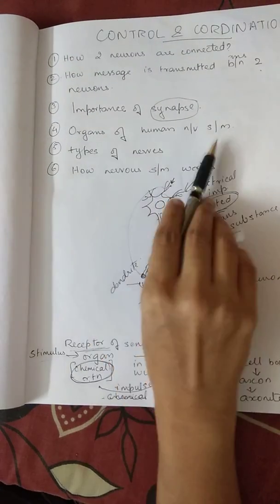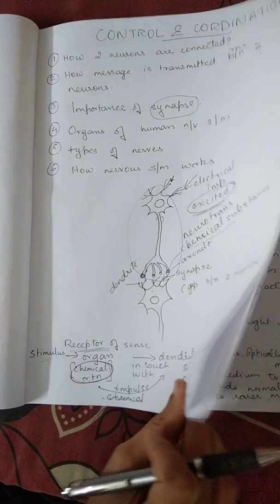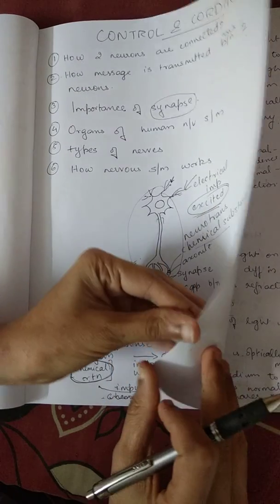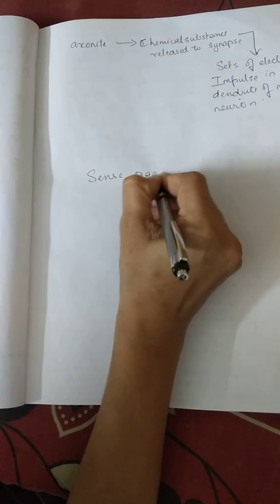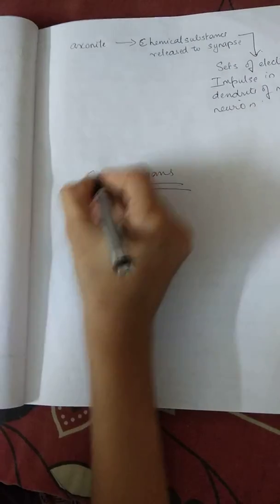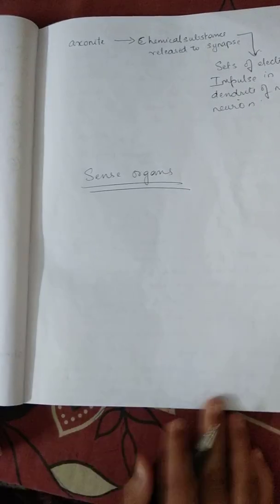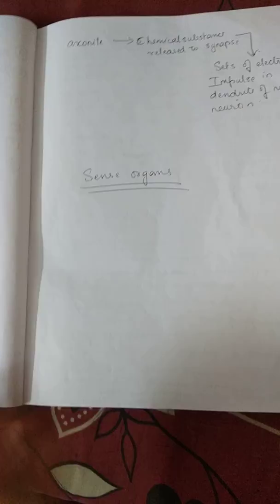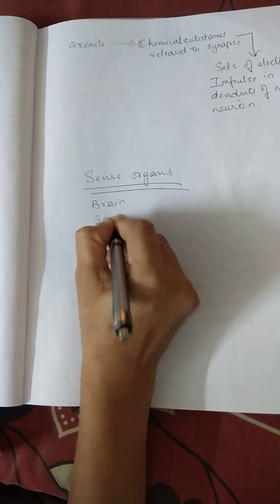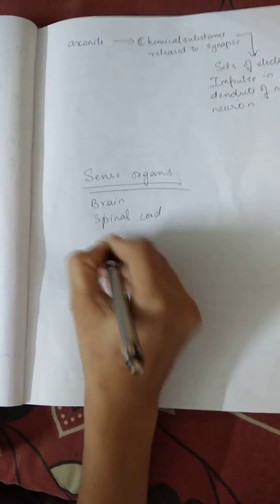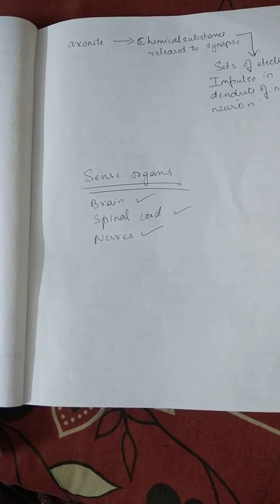Now coming to the next topic, which is the organs of the nervous system. So what are the organs of the nervous system? We can say that the sense organs, that is eyes, ears, nose, all these things, are part of the nervous system. Of course, they help in the functioning of the nervous system, but the most important parts of the nervous system can be said to be the brain, spinal cord, and nerves.